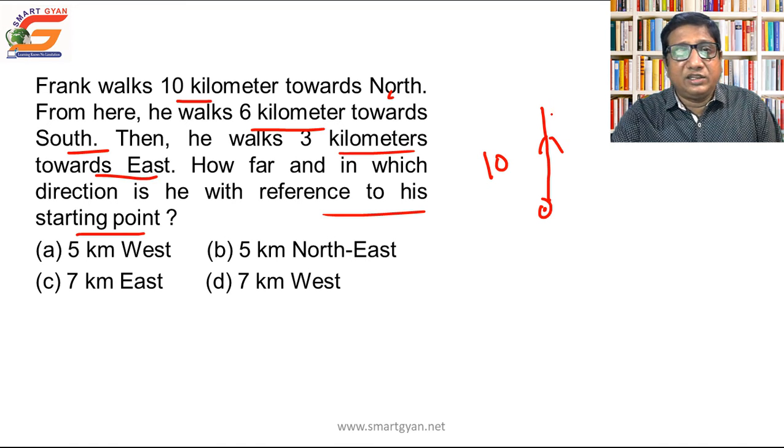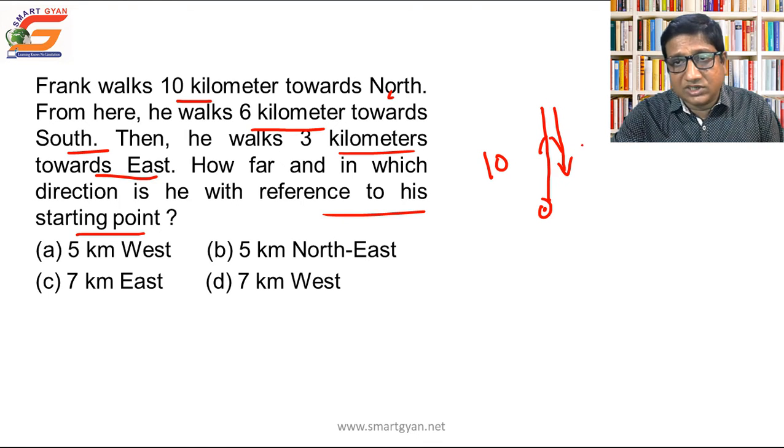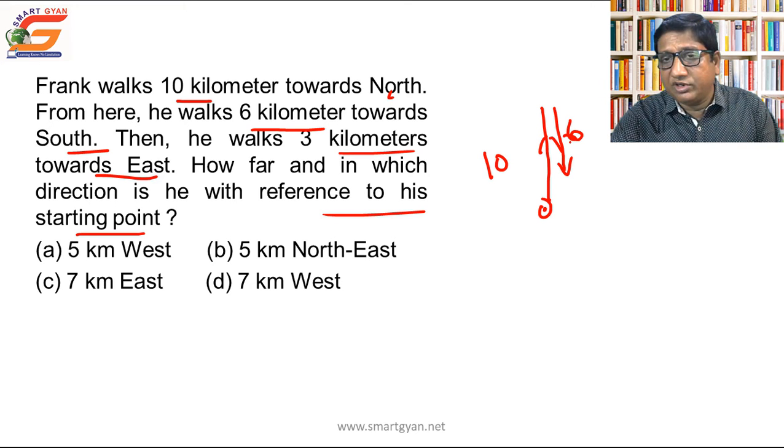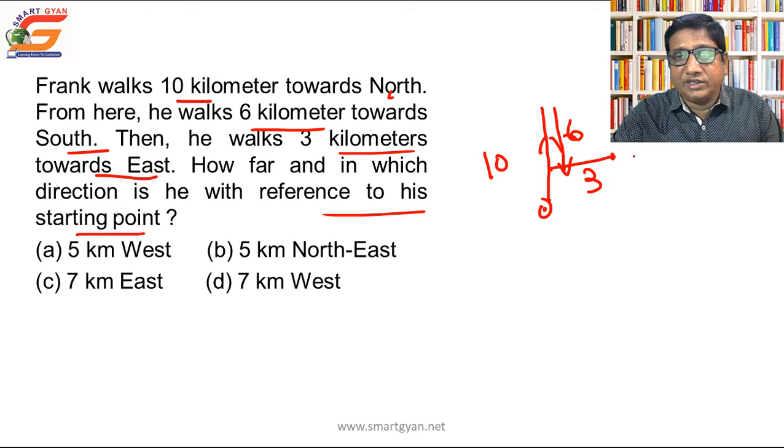And then he walks 6 kilometers towards south, which means once again he returned towards south. This is 6 kilometers. Then he walks 3 kilometers towards east. I have drawn a separate line for your convenience, but he returned in the same line. Then he covered 3 kilometers towards east, and this is the final point, that is the destination. This is the origin and this is the destination. Then the question is how far and in which direction is he with reference to his starting point.